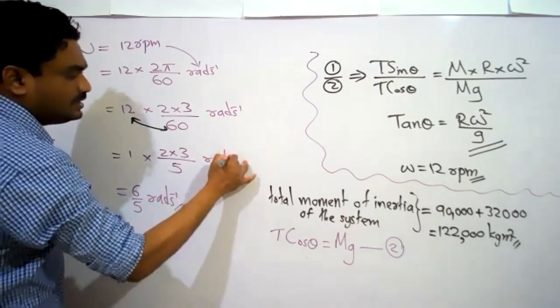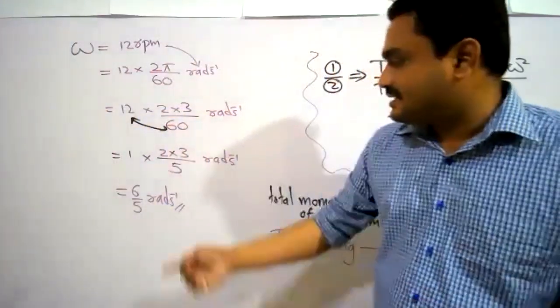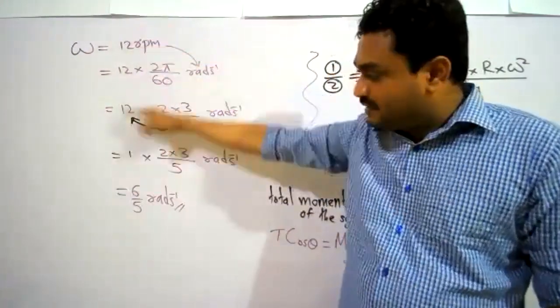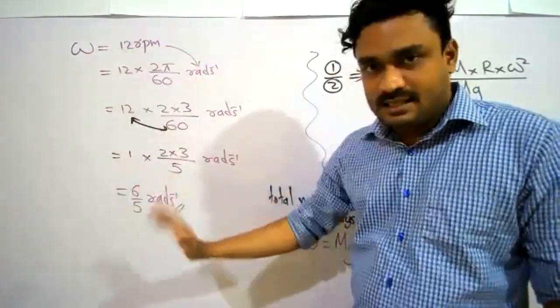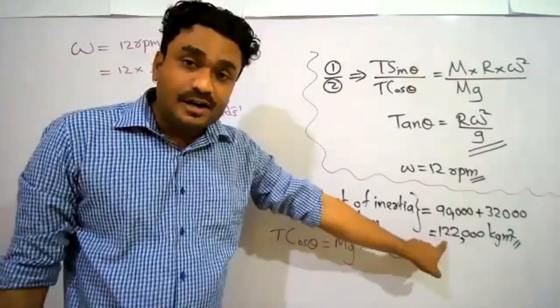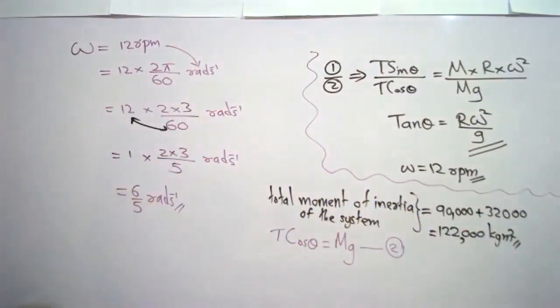My advice is not to divide this further. Leave it as 6 over 5. So we have found the angular velocity of the entire system as 6 over 5. We have found the total moment of inertia of the system as 122,000 kg m square. Write them all, complete.